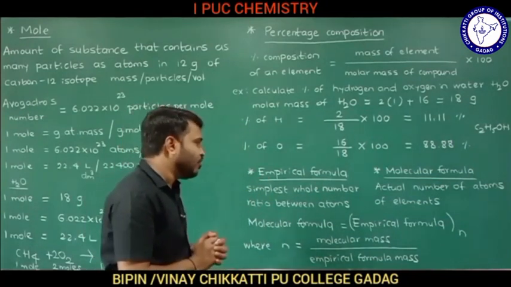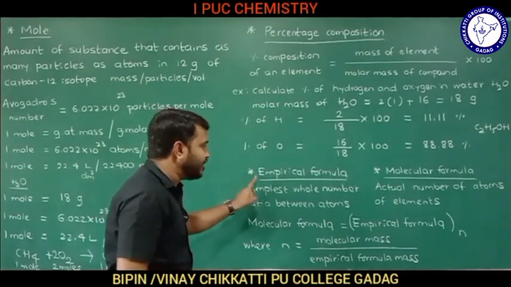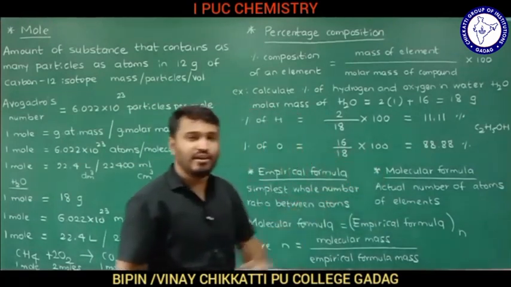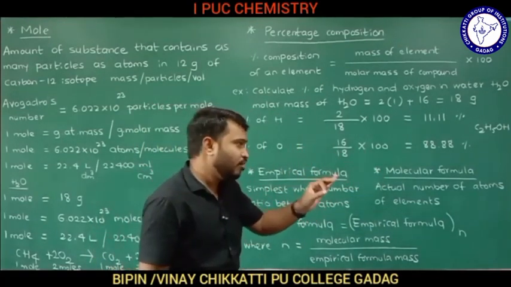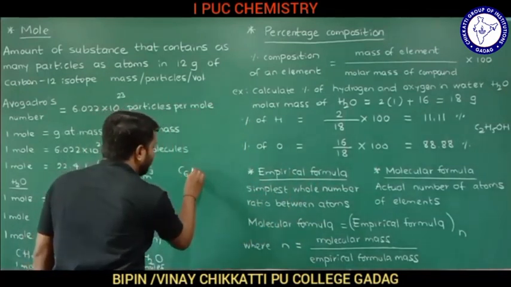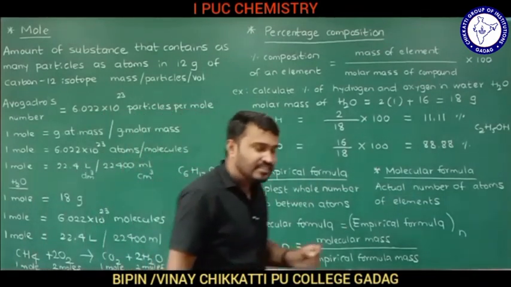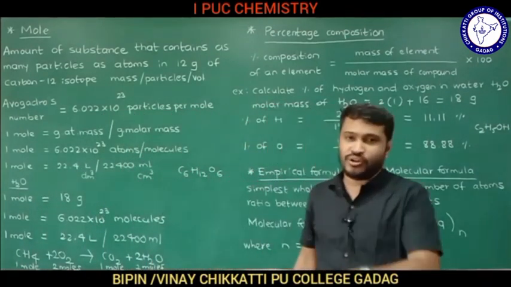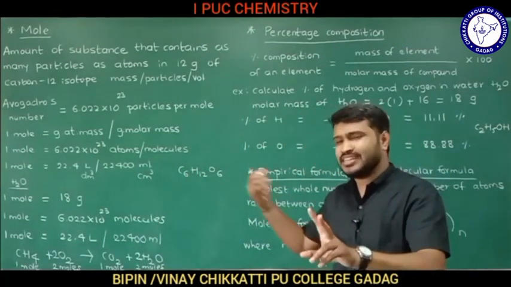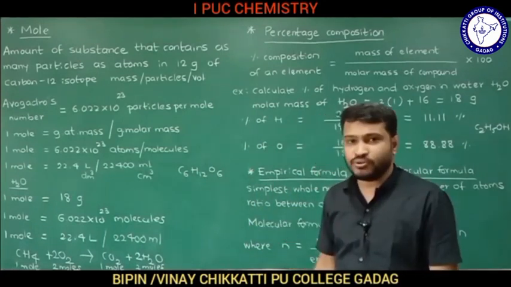Now we'll look at one more kind of topic, and the terms I use here are empirical formula and molecular formula. Empirical formula, molecular formula. So what is that? Let me explain with one simple example. C6H12O6, and I hope you know this is the molecular formula of glucose. C6H12O6. We know what a molecular formula is and how to write the molecular formula of glucose.